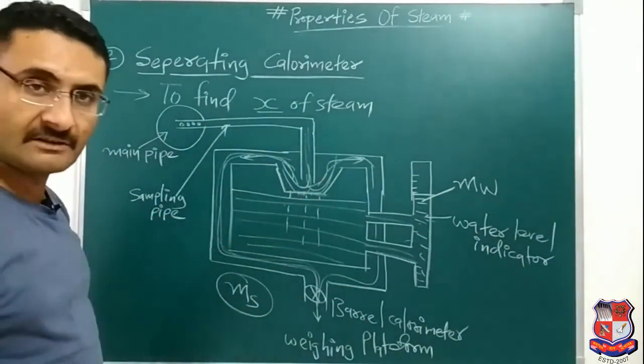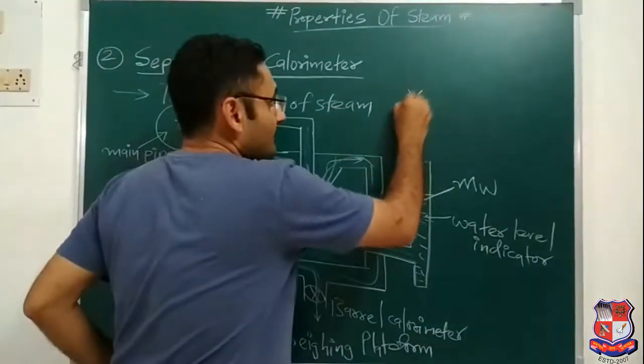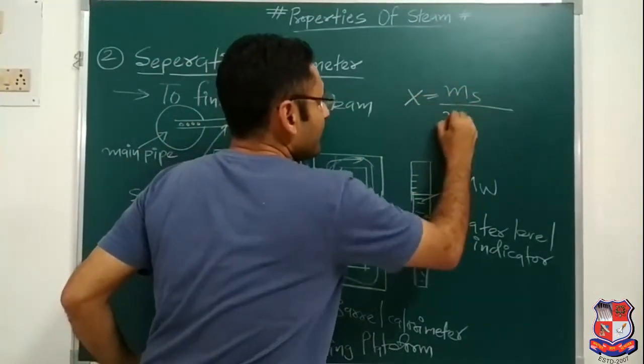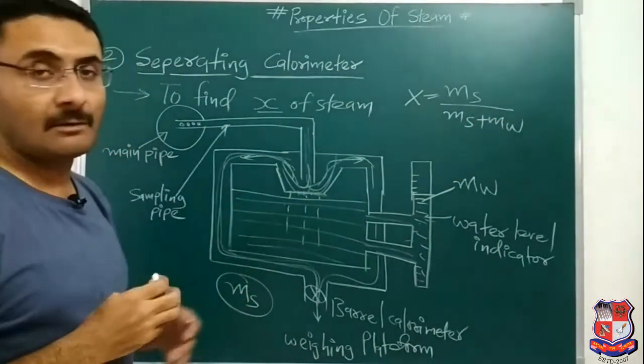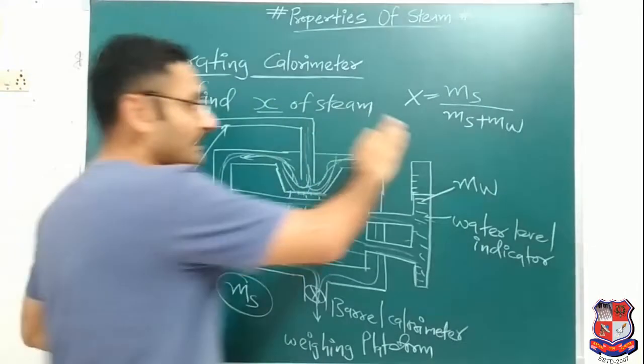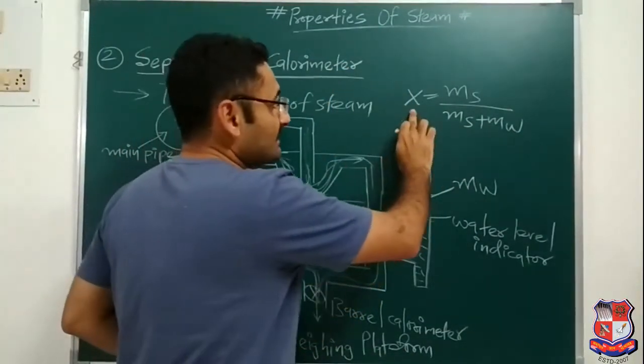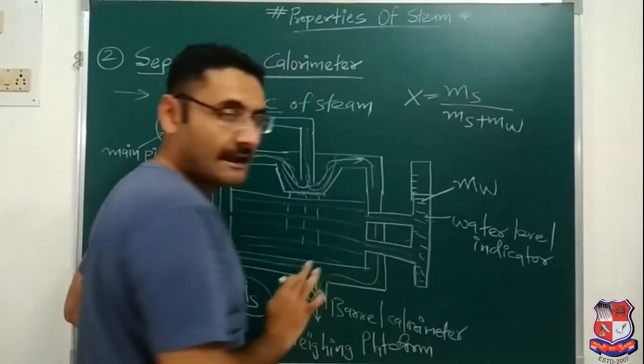Now two things are there with you. As you know, what is the dryness fraction equation? Mass of steam divided by mass of steam plus mass of water. In my first video, I have explained this equation also. So right now you should accept this equation: x is equal to ms divided by ms plus mw.